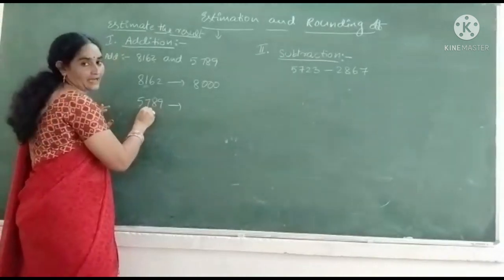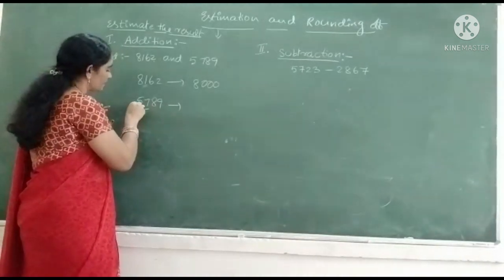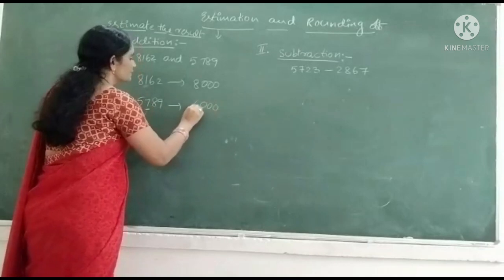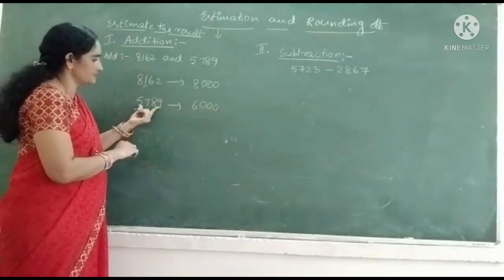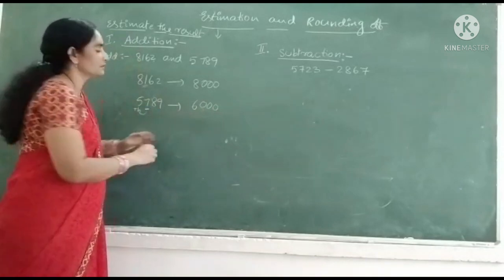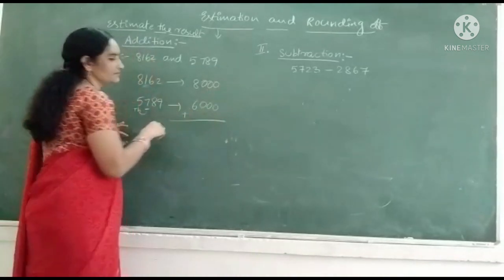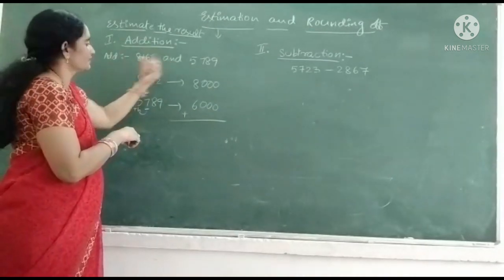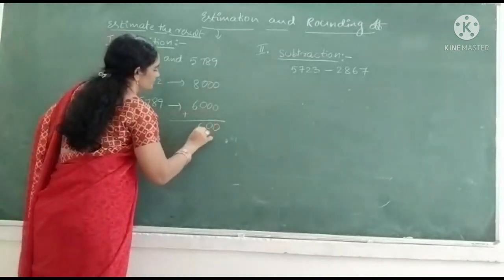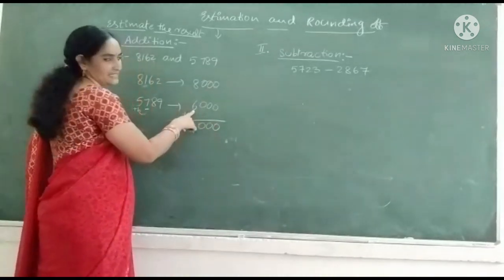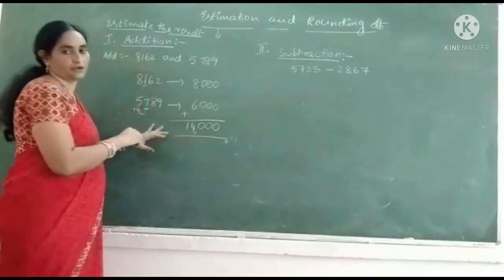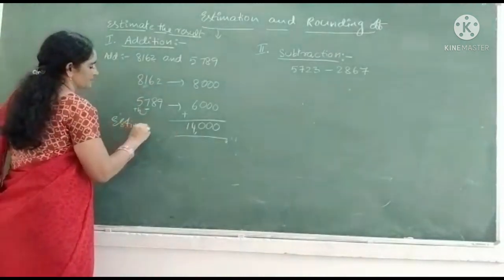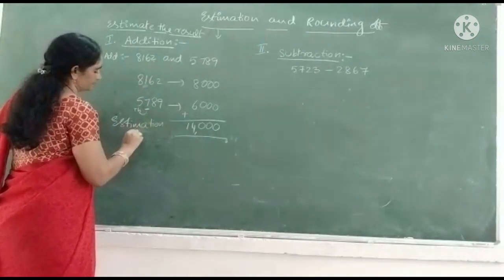5789. 7 is greater than 5. So we add plus 1 to 5. Then the remaining are zeros. So we round off this number to 6000. So we add these two numbers to estimate the addition. 0, 0, 0, 8 plus 6, 14,000. This is 14,000. This is the estimation addition.